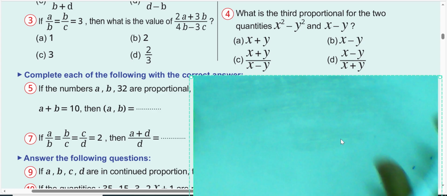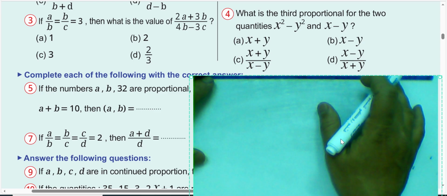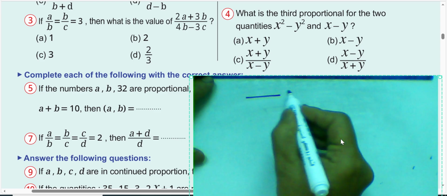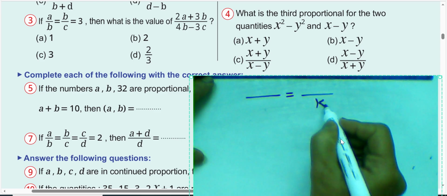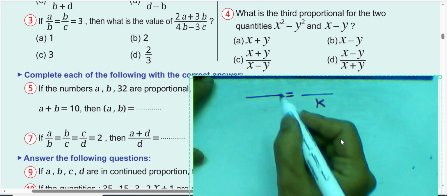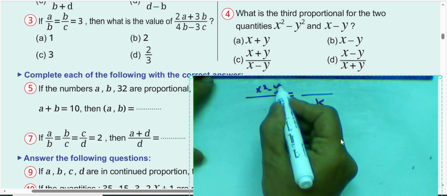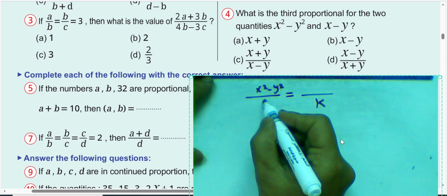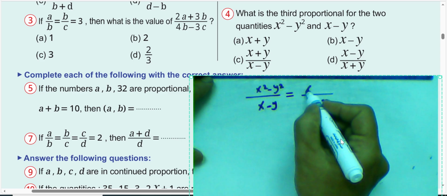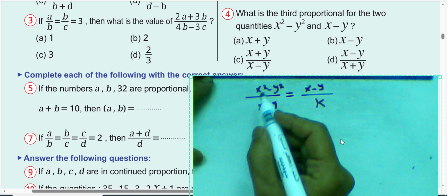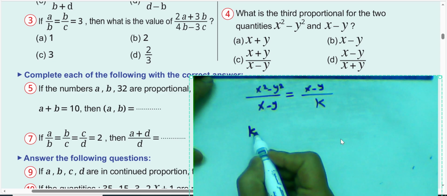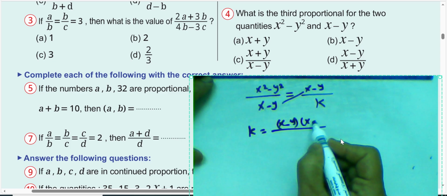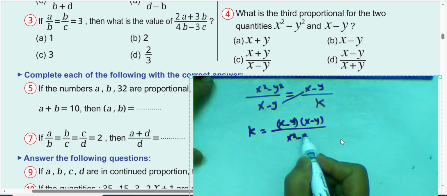Number 4. What is the third proportional for the two quantities x squared minus y squared and x minus y? Okay, I will call the third proportional k. K is the third proportional between x squared minus y squared and x minus y. We have two quantities. We can factorize this expression. The value of k will be equal to (x minus y) multiplied by (x minus y) over (x squared minus y squared).